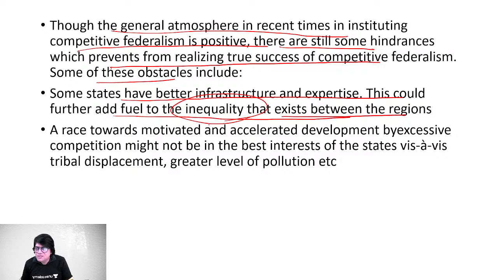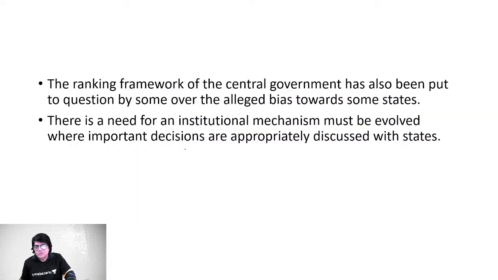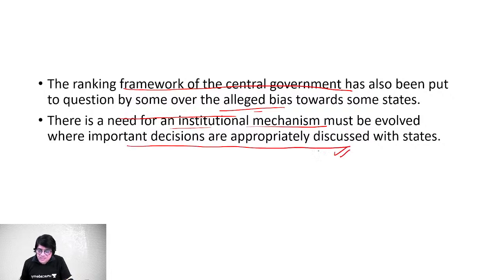So inequality between different regions should be reduced to the extent possible by taking a variety of measures which are necessarily called for. And a race towards motivated and accelerated development by excessive competition might not be in the best interest of the states. For example, tribal displacements and greater levels of pollution, etc., all these aspects must also be looked into. And the ranking framework of the central government is also not beyond question. Some have alleged bias in that, and there's a need for an institutional mechanism so that important decisions are appropriately discussed with the states and then taken.